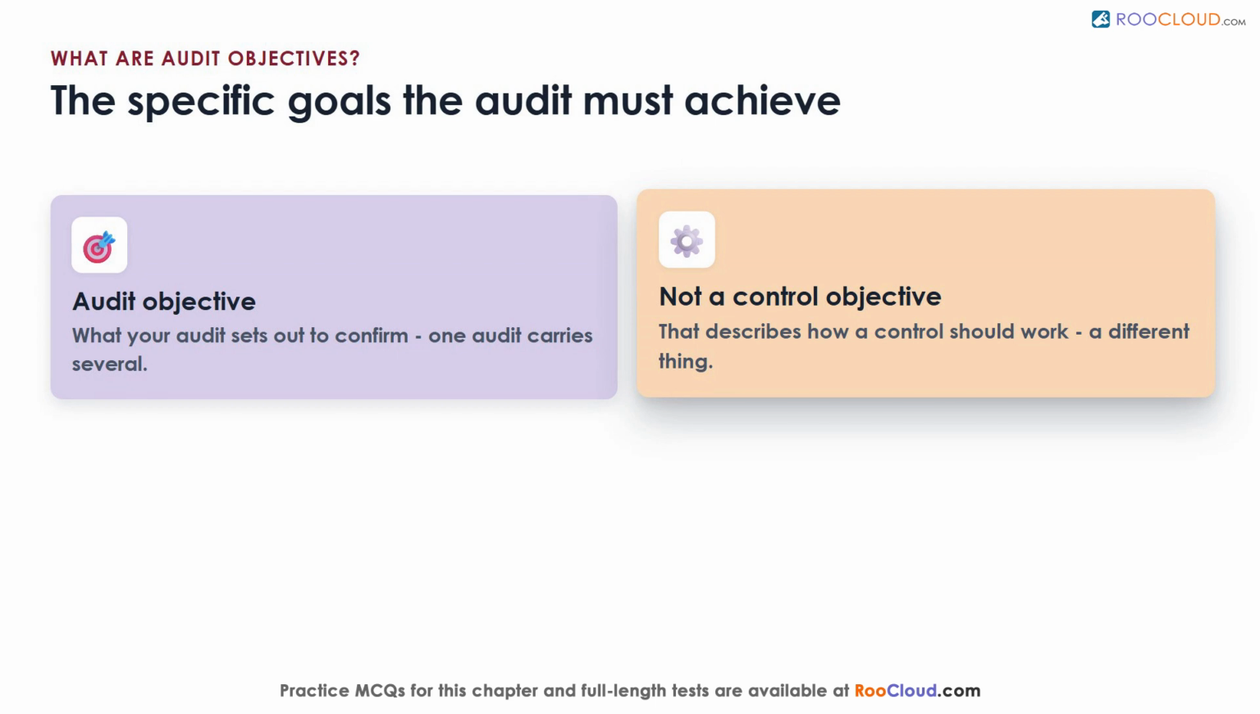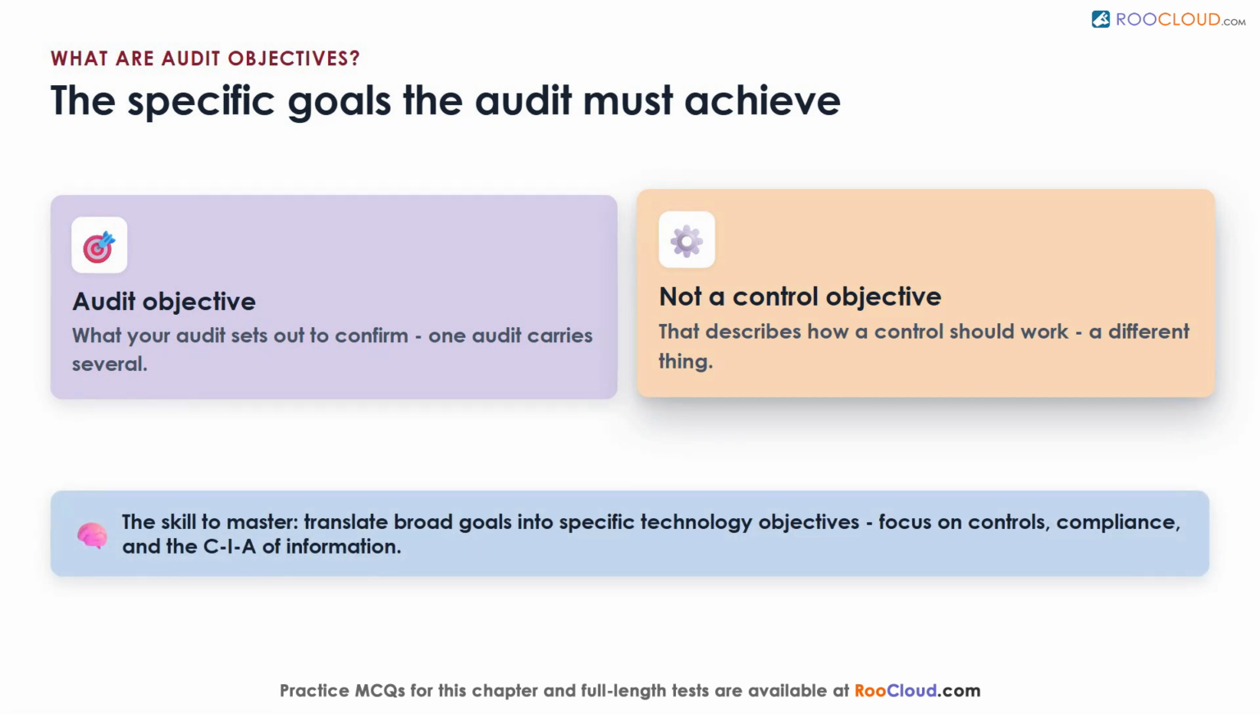What do these objectives focus on? Mostly confirming that controls exist and work. Controls that minimize business risk. They cover legal compliance and the confidentiality, integrity, and availability of information.